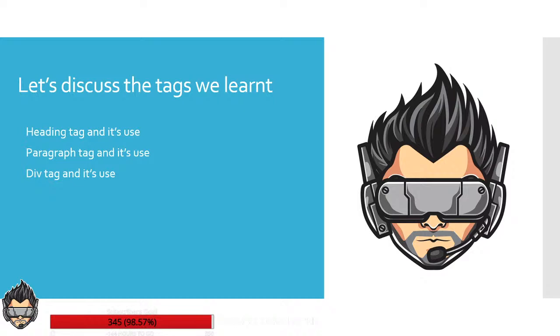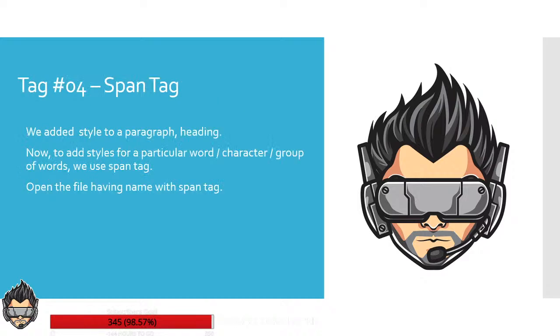So far we have learnt about three tags. One is the heading tag, the second is the paragraph tag, and the third is the div tag. We will cover one last tag, which is the span tag. The span tag is an interesting tag.